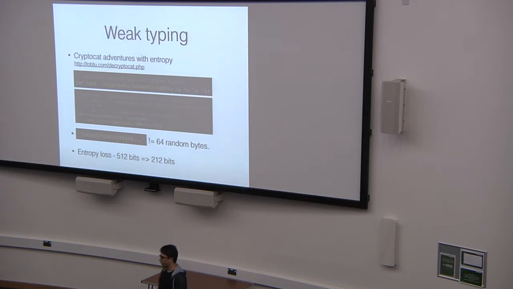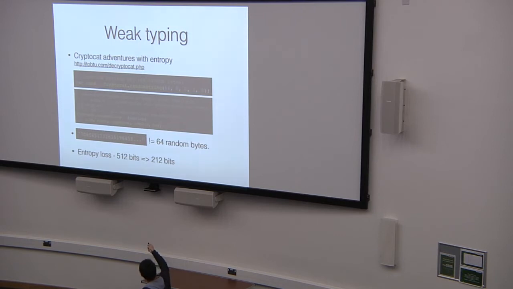It was pretty famous, I think, last year or 2 years ago. So CryptoCat, an application doing encrypted multi-party chat in JavaScript, in a browser extension, had problems with the random number generator entropy. When it was generating a private key for a user, which obviously needs to be secure, it needs to be long enough, the entropy from which the key is generated needs to be big.